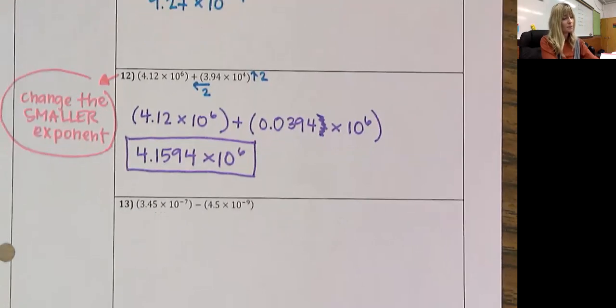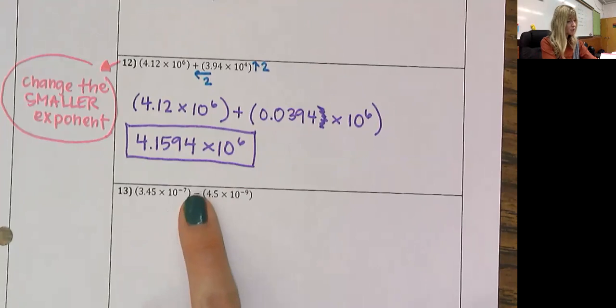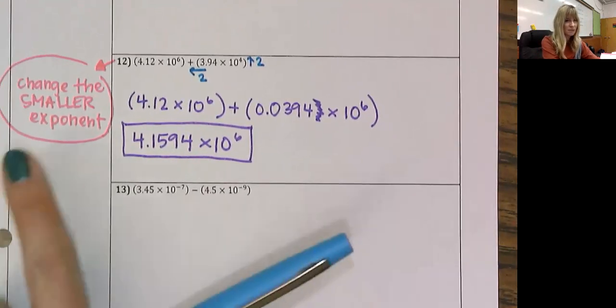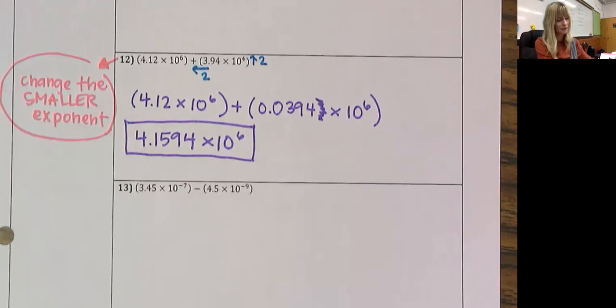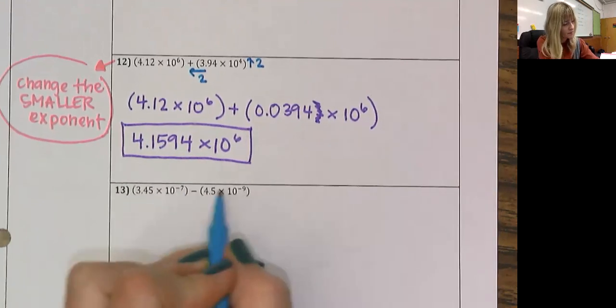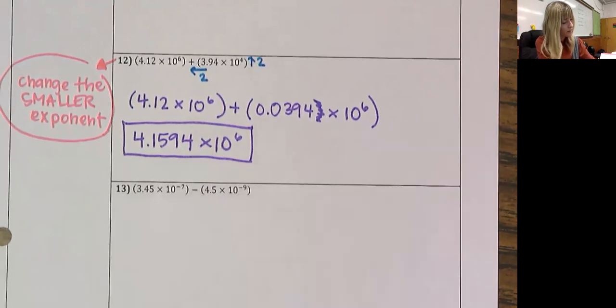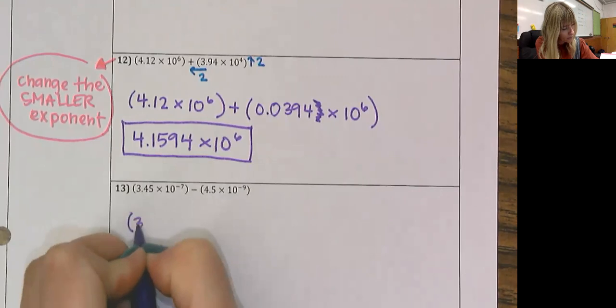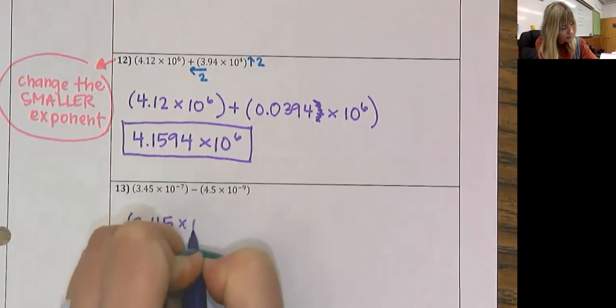All right. Number 13, it's subtraction, and the powers are not the same. Change the smaller exponent. Ooh, be careful. These are negatives. So actually, -7 is the bigger one that I'm going to keep. I'm going to keep the bigger one.